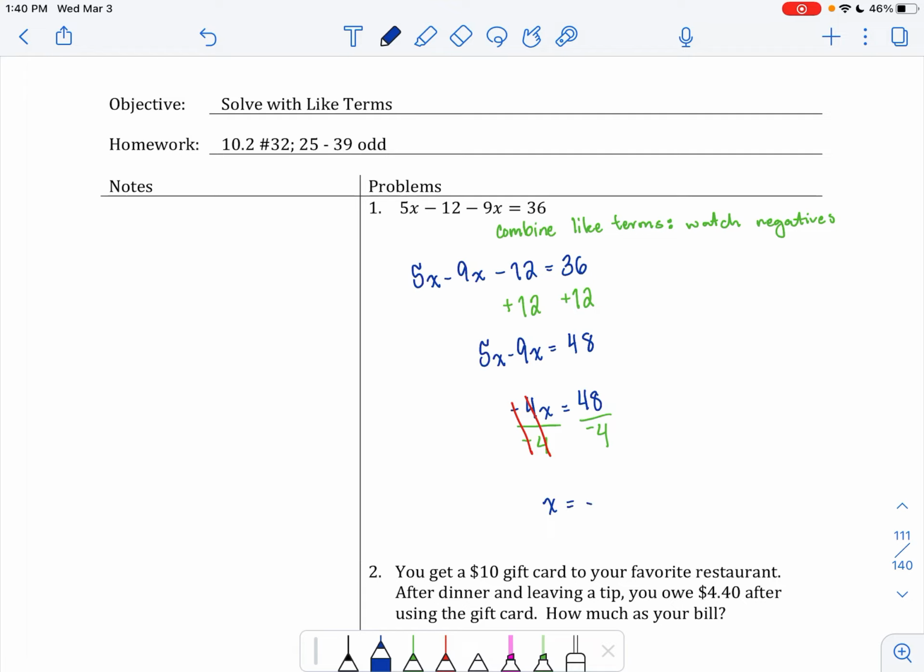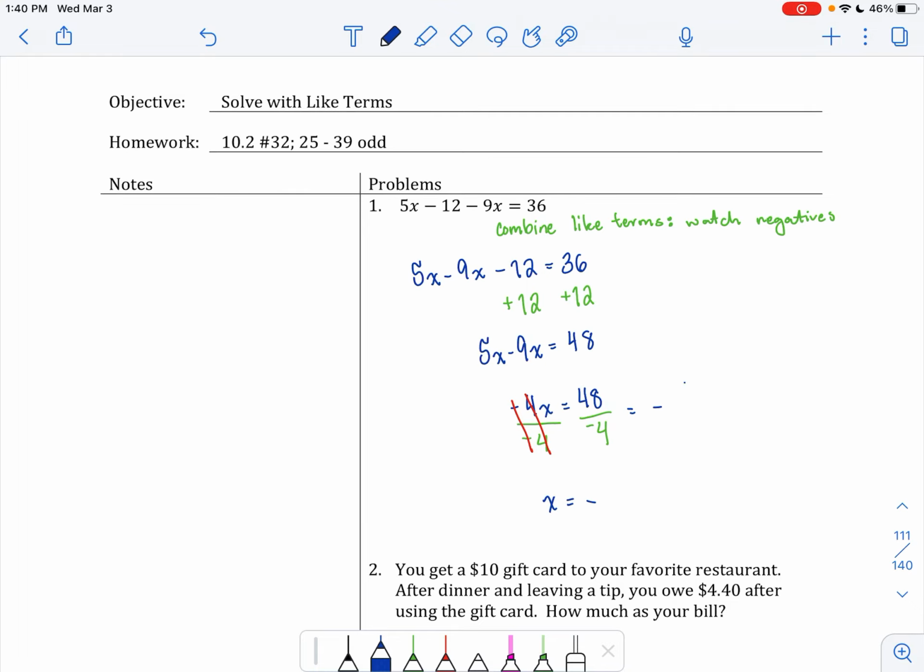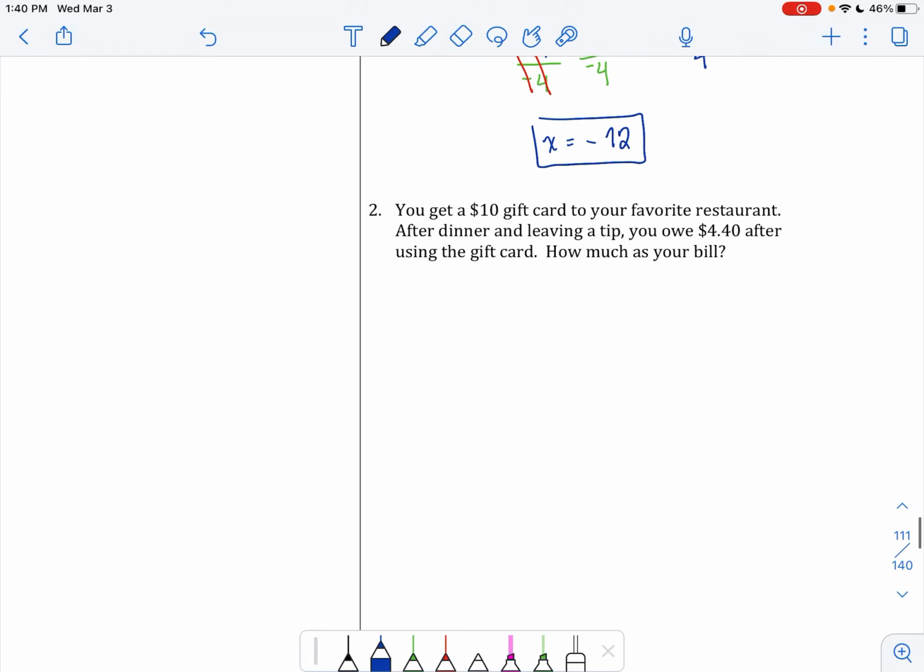And 48 divided by negative 4 is a positive divided by a negative. So it's negative. So that becomes negative 48 over 4. So negative 12 is our final answer for x. So please make sure when you're checking the answers in the back of the book, you're checking those negatives as well. So let's look at a word problem using like terms.